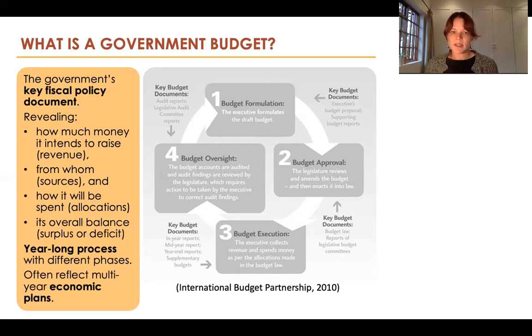And for activists who are interested in influencing decisions about national budgets, it's important to remember that it's not a single one-off document. It's a process that has many phases to it. And this diagram in the slide here, which is put together by the International Budget Partnership, sets out the 4 main stages of the government's budgetary process. And as you can see, there are different entry points for trying to shape the debates that are influencing the decisions that are made about how money is raised and how money is spent.